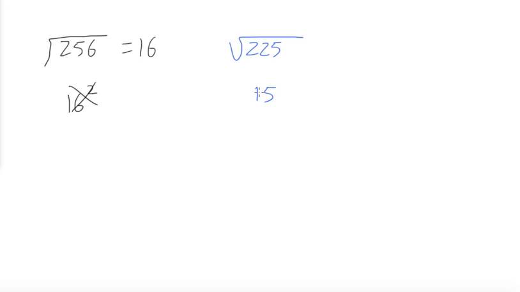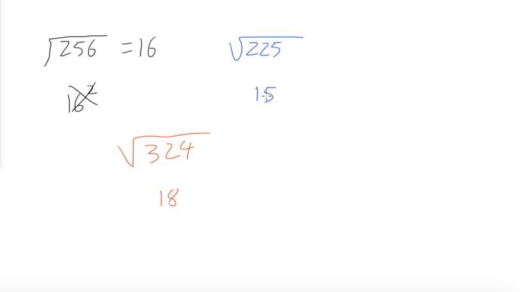Alright. So 256. What's the square root of 256? It's 16. Alright, it's not 16 squared. That's a no-go. It's just 16. Okay, and then let's take a look at 225. The square root of 225 is 15. Okay, just 15. And how about 324? The square root of that is 18. Okay?